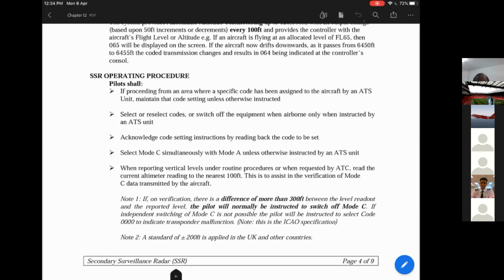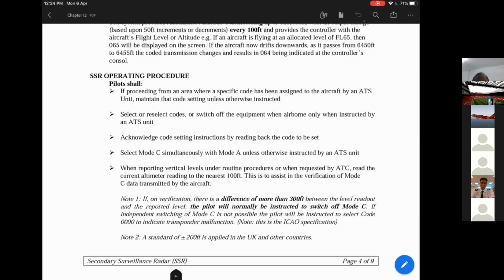As I mentioned earlier on, the complete control of the SSR is by the ground controller. They give you the modes, they give you the codes, and you have to remain on the same code that is given to you by the ATC, unless the ATC tells you, okay, change.